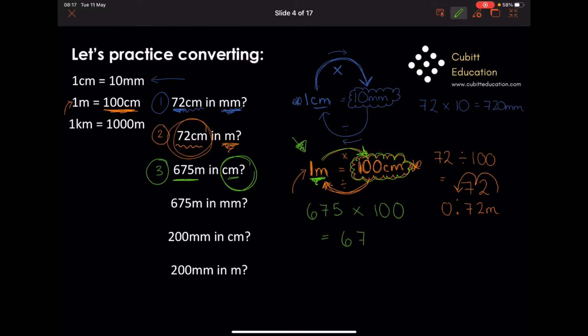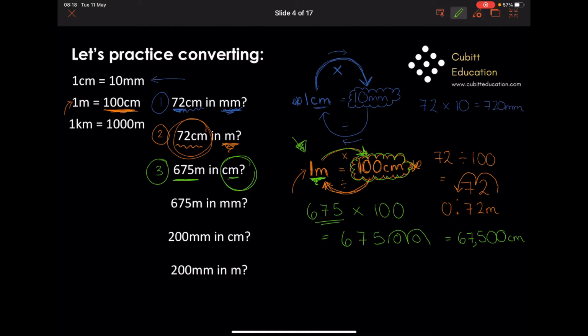Again, when I times by 100, I move my decimal point 2 places, which means I would have 2 zeros on the end. Please go back and watch my video if you're struggling with this. So my answer is 67,500 centimetres. Okay, now it would be a lot because 1 metre is 100 centimetres and I've got 675 of them. Okay.